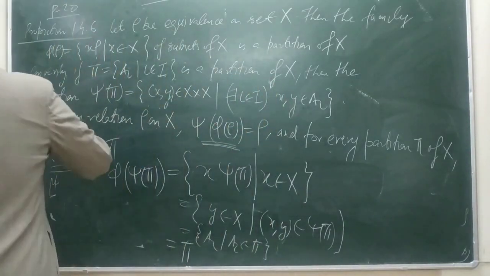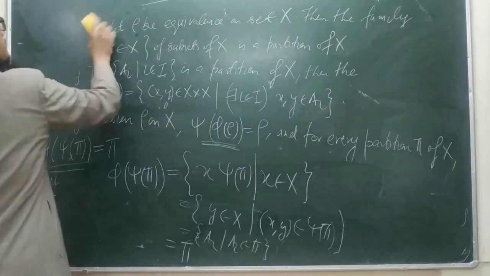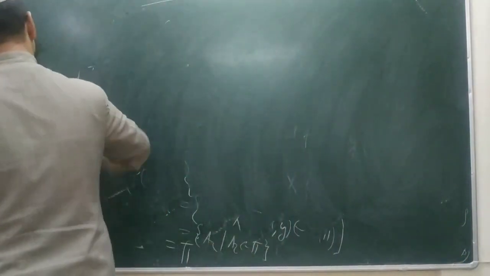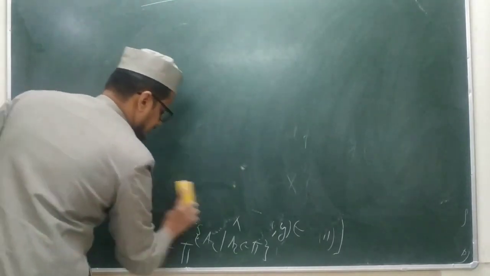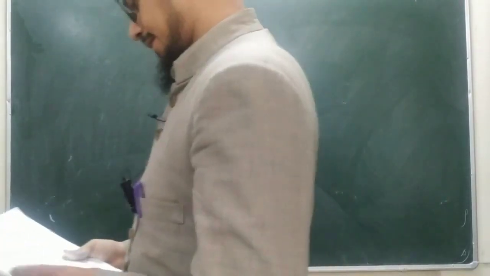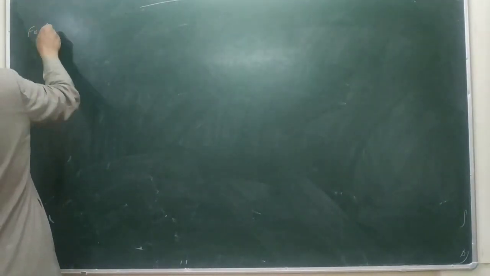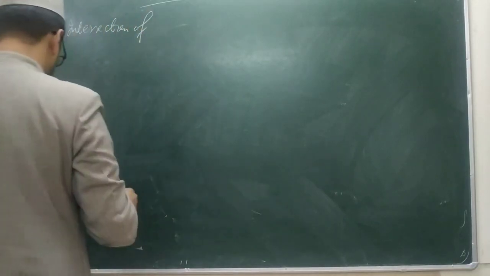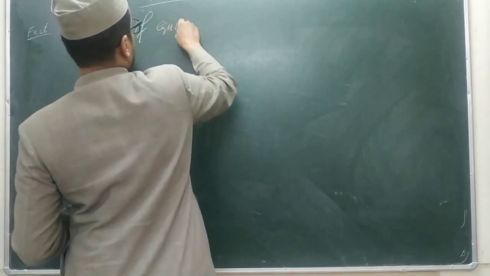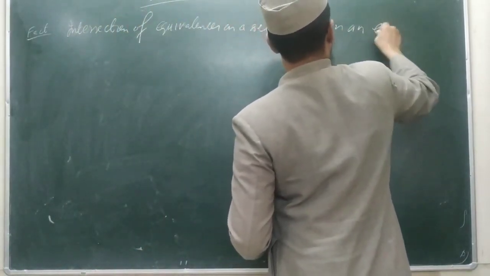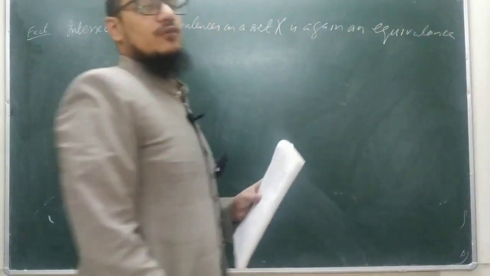Now we do some examples and one fact also. The fact is that the intersection of equivalences on a set X is again an equivalence. And this I leave for all of you as an exercise, very easy.